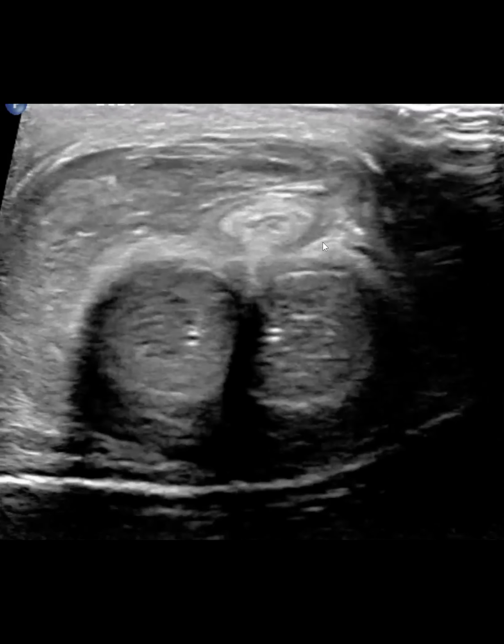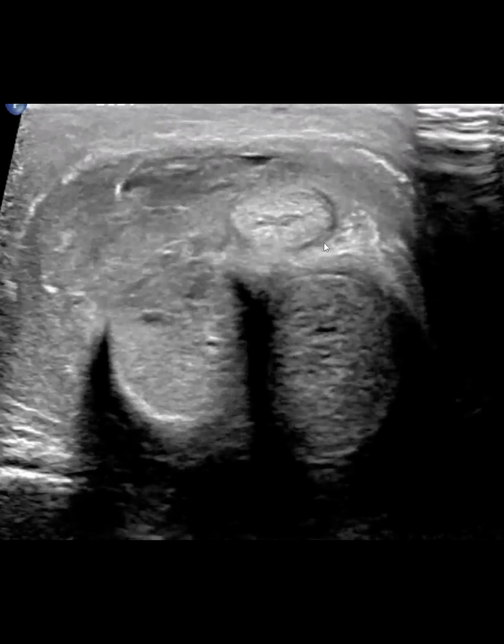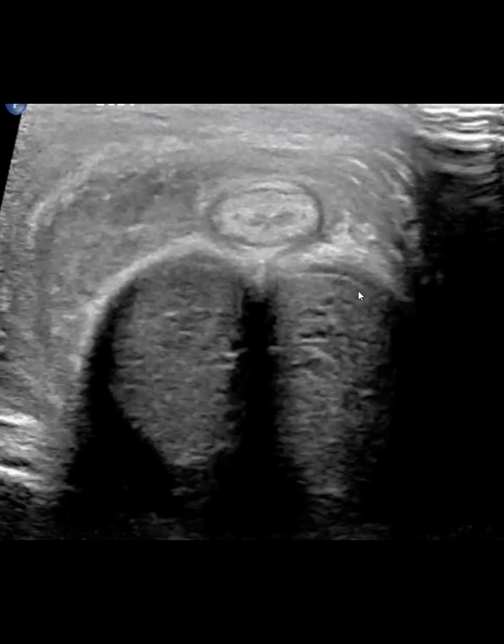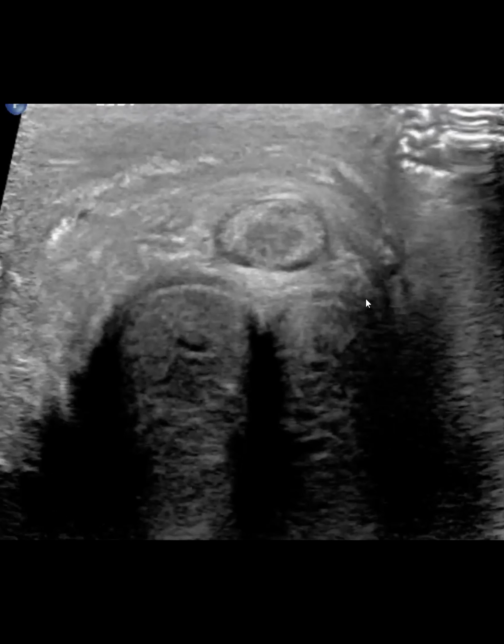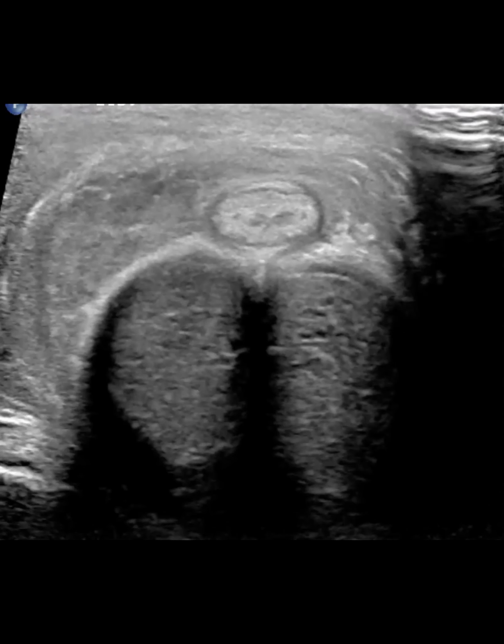Answer in the chat box, penile scan, because we see a corpus cavernosum and the corpus spongiosum. Okay, excellent. So first strike is perfect. This is a penile ultrasound. And then any thoughts as to what we might be seeing here?